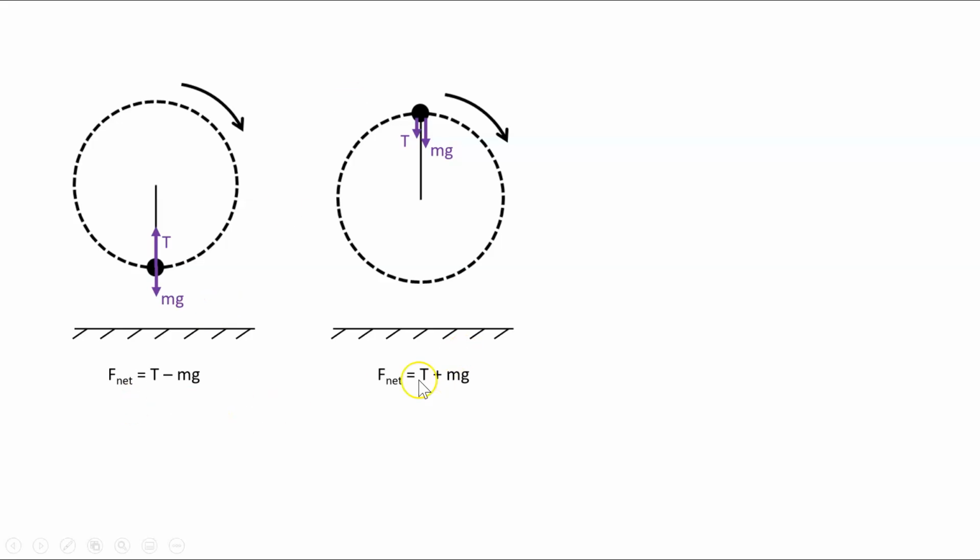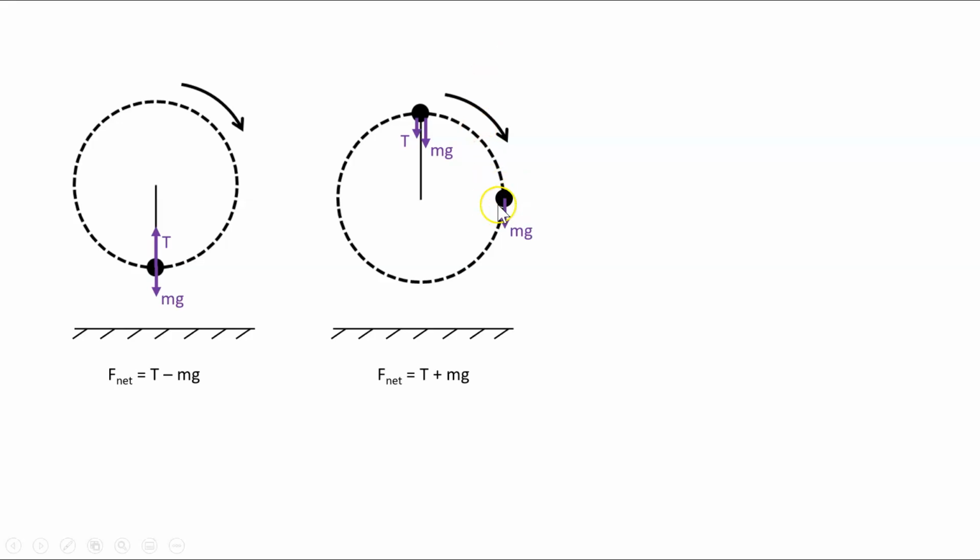Now, when you look at the forces again, T is positive because it's in, mg is negative because it points out. So when you add up the forces to get F net, it's this. On the right side, though, both point in, so both are positive when we add them to find net force.